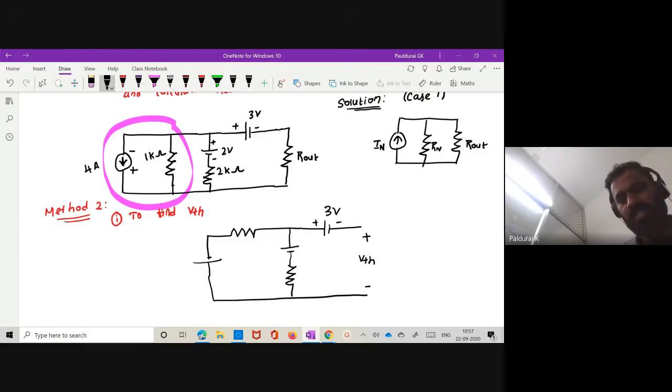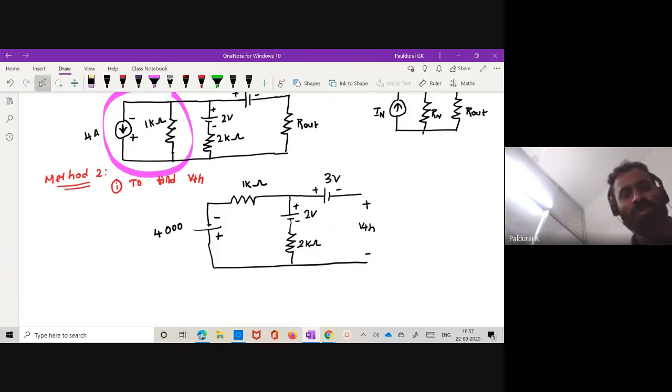Because current is this time downwards, minus plus. And this is my 1 kilo ohm. What is the value for this V? V equal to I times R. 4 times 1000 will give you 4000. And this is minus plus 2 volt. And this is 2 kilo ohm. I want to calculate this VTH. So how will you calculate?